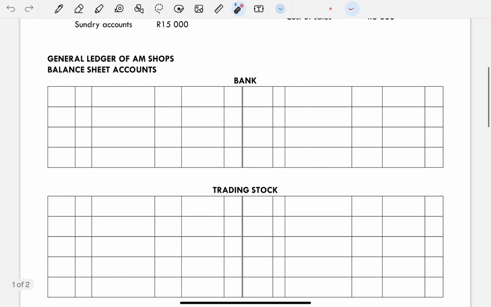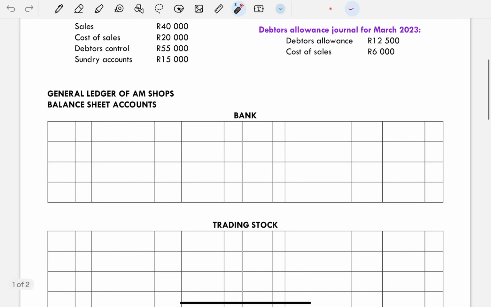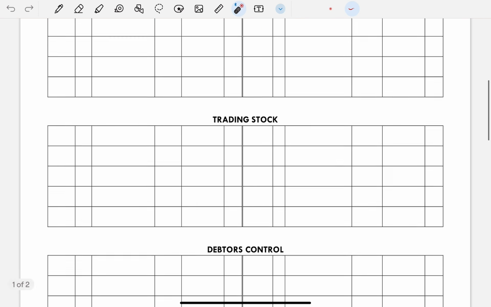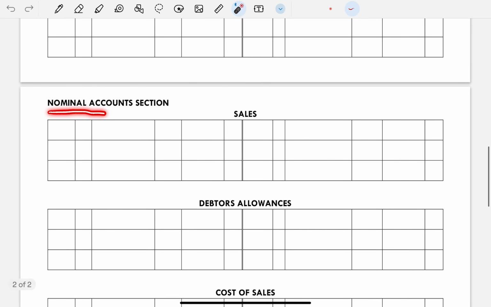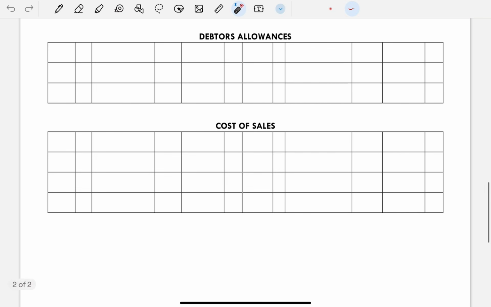So the accounts that have been asked for are bank, trading stock, and debtors control, and that's all under our balance sheet accounts. So balance sheet accounts consist of assets, liabilities, capital, and drawings. And then in the nominal account section, you only have income accounts as well as expense accounts. So that is what we need to do. We need to do sales, debtors allowances, and cost of sales.